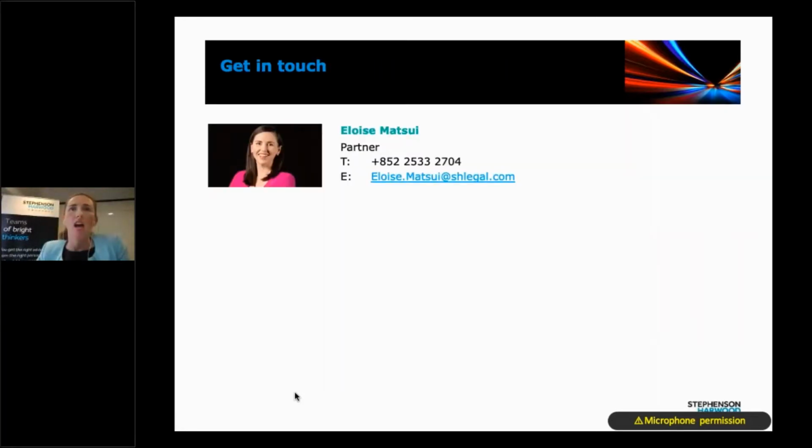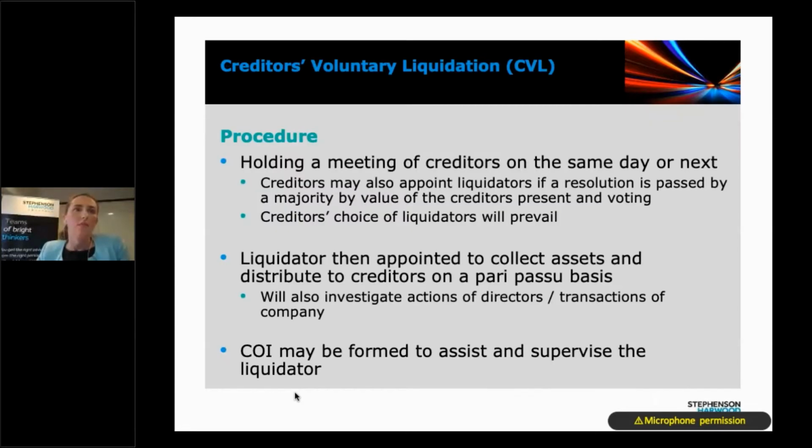So after the shareholders pass a resolution, then you have a meeting of creditors, and then they can appoint the liquidators. Their choice will prevail, as I mentioned. The liquidators will then be appointed. They're there to collect all the assets and distribute these to the creditors on a pari passu basis. They're also there to investigate the actions of directors and transactions the company has entered into in the period leading to the winding up to the liquidation order.